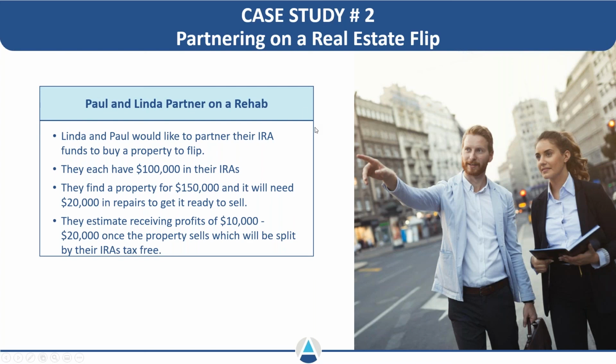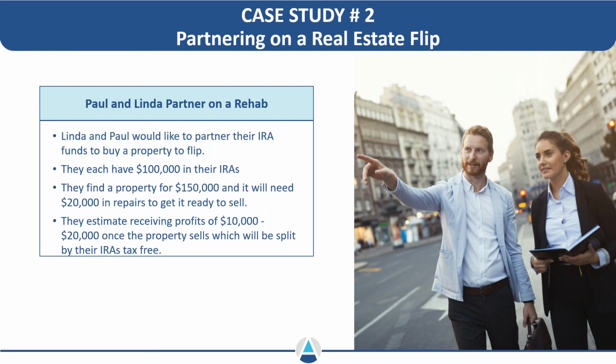So in this case, partnering on a real estate flip. Again, most of the context of these things are going to hold true with regard to expenses being paid, like Larissa mentioned, who can do the work and who can't. So we can kind of transplant that, and just for your understanding, again, remember, all expenses need to be paid by the IRAs. So in this case, they decide to partner on a rehab project. Paul and Linda want to partner. So they have $100,000 in their IRAs, and they find a property for $150,000. It's going to need $20,000 in repairs to get it ready to sell.